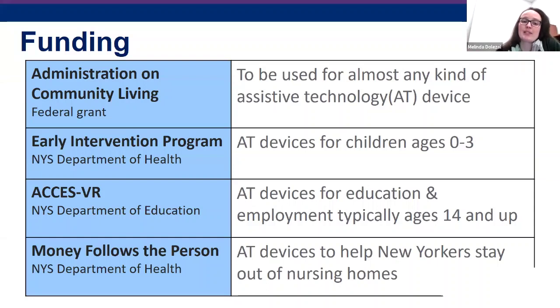In addition, we work with Access VR to be able to provide assistive technology devices and services for individuals looking for education and employment. Typically, this is ages 14 and up, around the age when you would have pre-employment transition services, or PREETs, if you've heard of that. Although we do have some wiggle room.